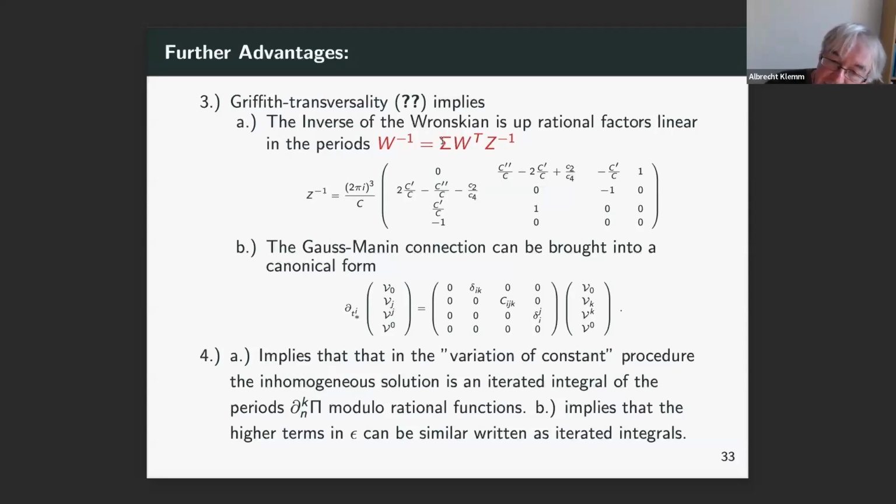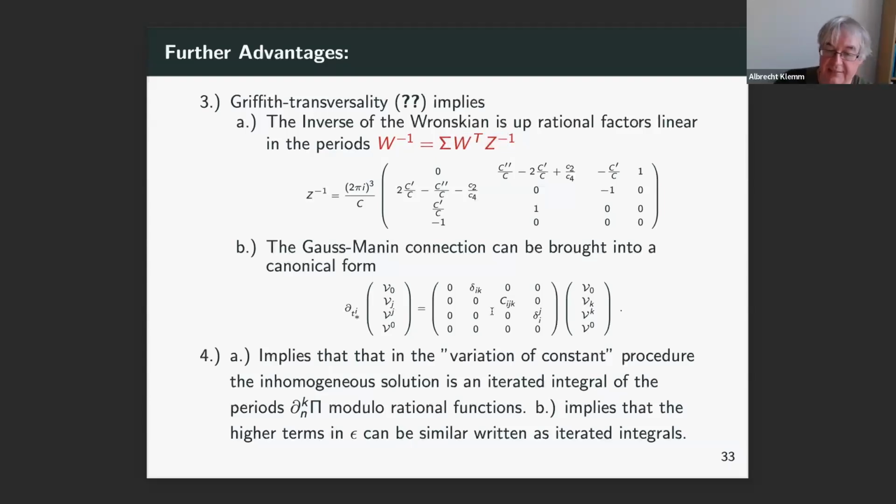The inverse Wronskian can be written in terms of the intersection matrix, the Wronskian itself, which is linear in the periods and their derivatives, and a matrix which is a rational function. So in other words, while the inverse Wronskian in general could have been products of periods, and by this a transcendental function of higher transcendentality, it actually is only the original period integral times a rational function.